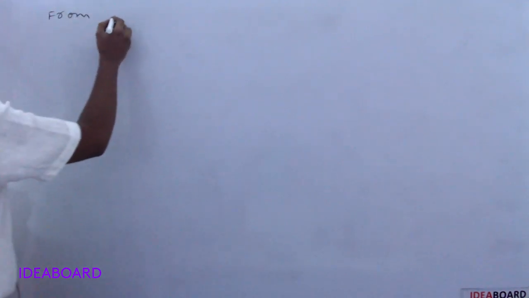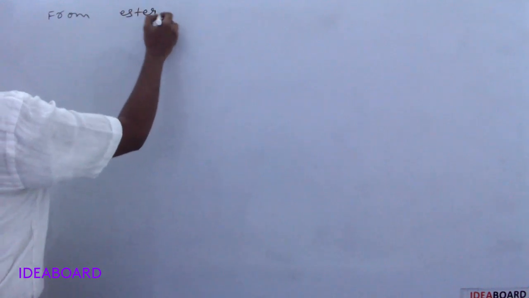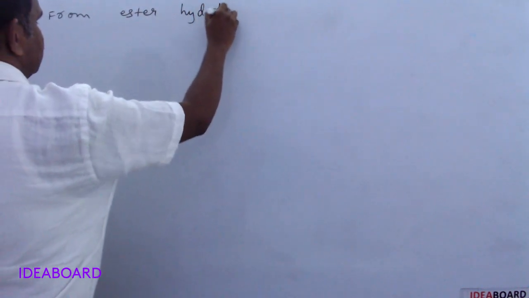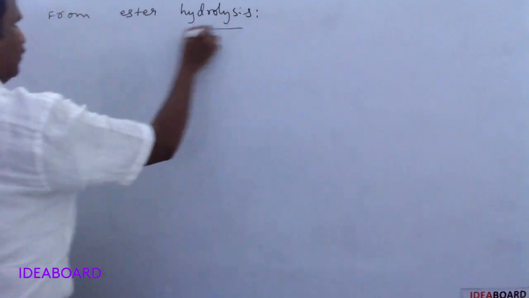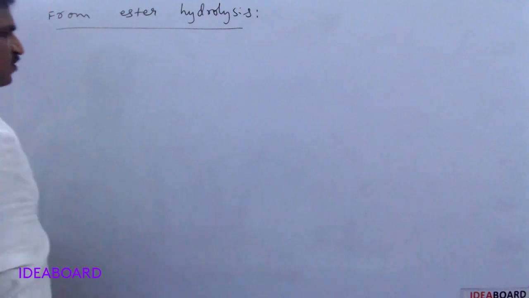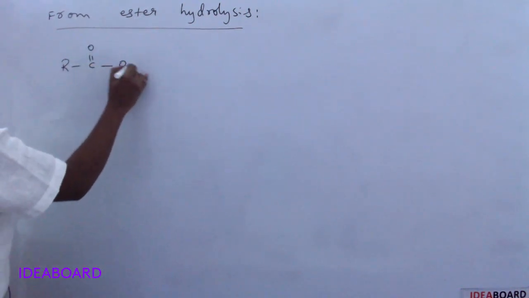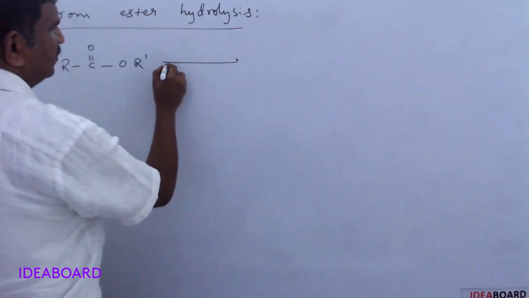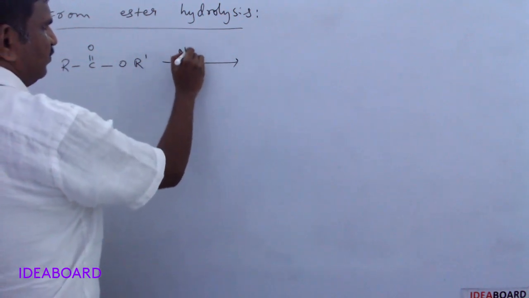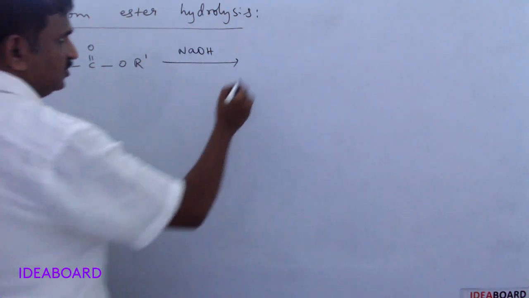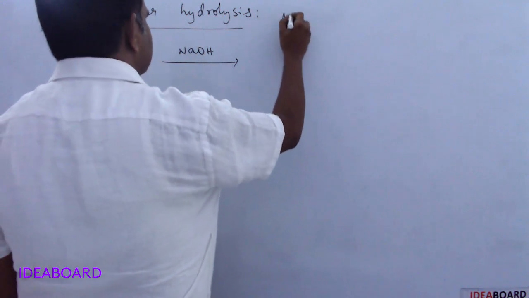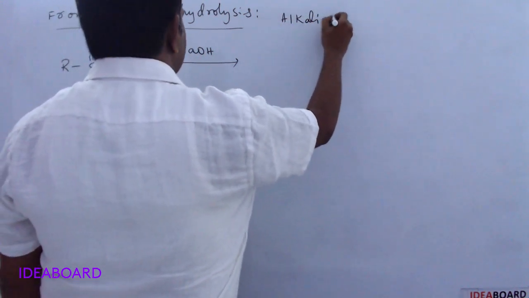Next, from ester hydrolysis. This is another method for the preparation of alcohols. Here I am taking an ester RCOOR dash. This ester is undergoing hydrolysis in the presence of a base, sodium hydroxide. Means first I am taking alkaline hydrolysis.